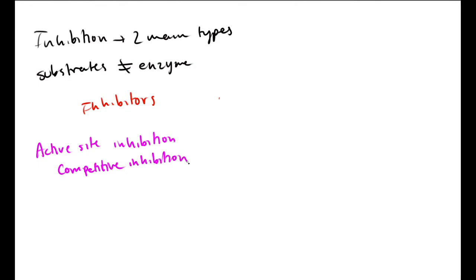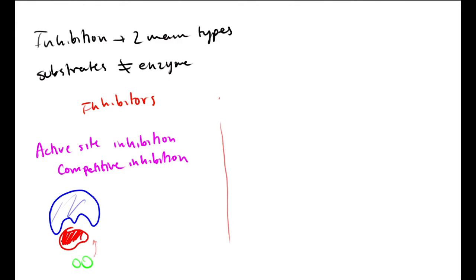And what basically happens here, if we draw again our basic drawing of the enzyme and the substrates, of course, is that this inhibitor, which we'll draw in red, actually blocks out the active site. It blocks out the active site so that now these substrates can't actually enter.